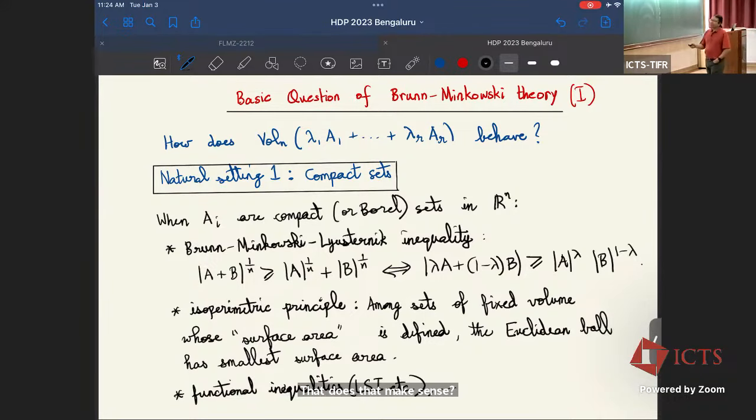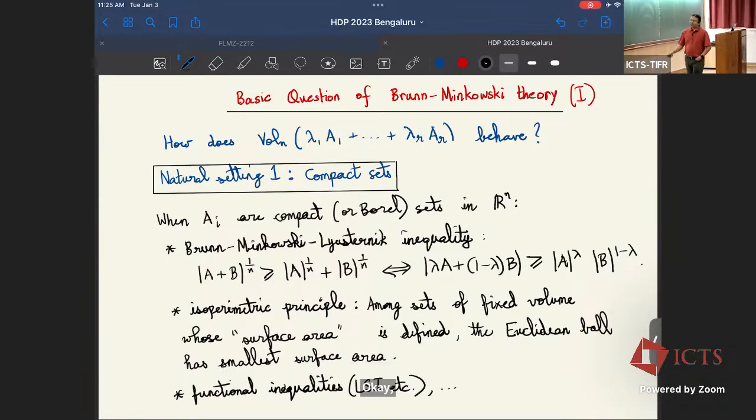So why is this of interest? One reason is that it implies the isoperimetric inequality in Rn, which says that if you take all sets of fixed volume whose surface area makes sense, and there are various ways you can give sense to a notion of surface area, but you want the boundary not to be too crazy, right? So if you look at sets of fixed volume whose surface area is defined, the Euclidean ball has smallest surface area. Right, so this isoperimetric inequality is of course hugely important, and it explains, for example, why soap bubbles are spherical and so on.